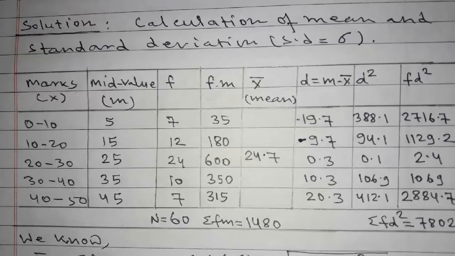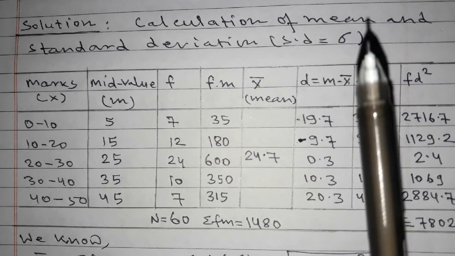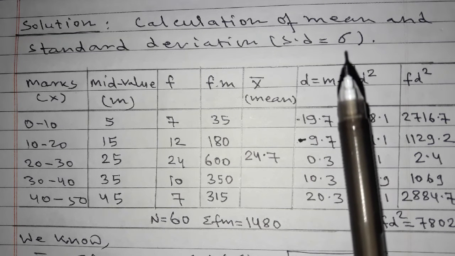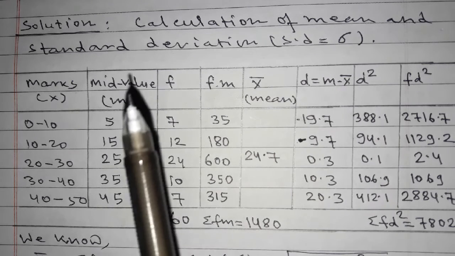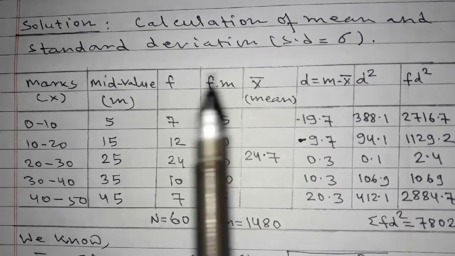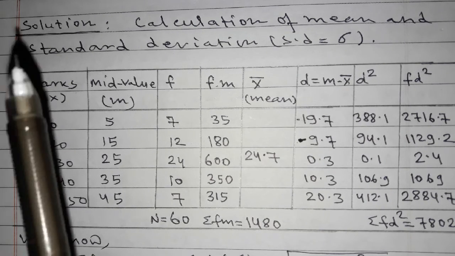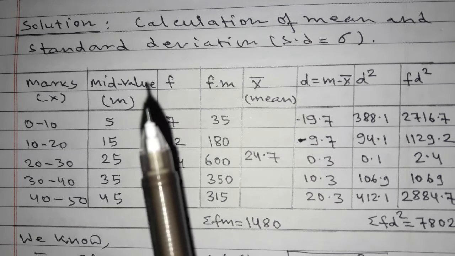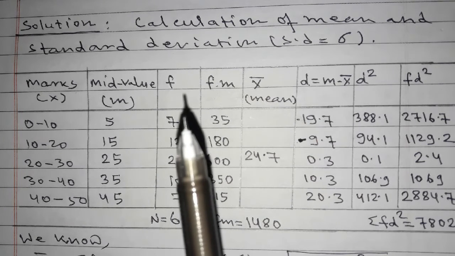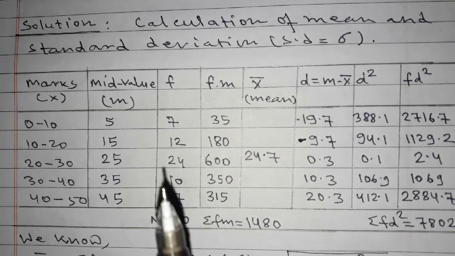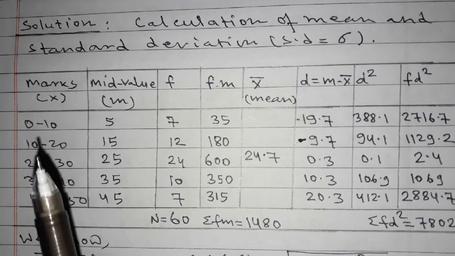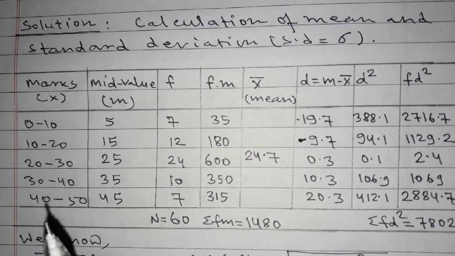Solution. From the given data, we have to find out mean and the standard deviation. Standard deviation we can denote by the Greek letter sigma. To find the mean and the standard deviation, at first we have to make the appropriate table. In the first column, we write down marks, then we find out mid value, then frequency is given, frequency we take in the third column. So marks we denote by the letter X. The marks are 0 to 10, 10 to 20, 20 to 30, 30 to 40, 40 to 50.